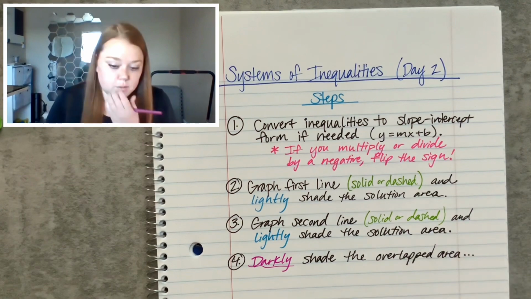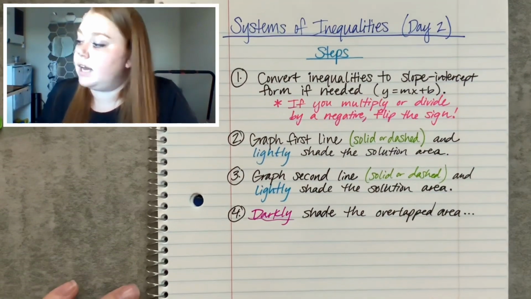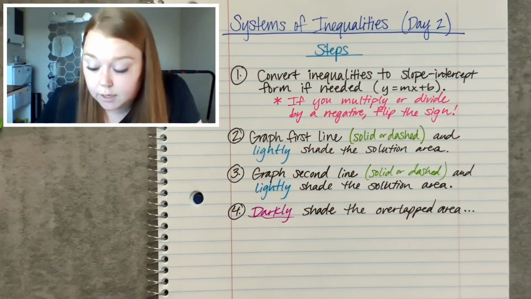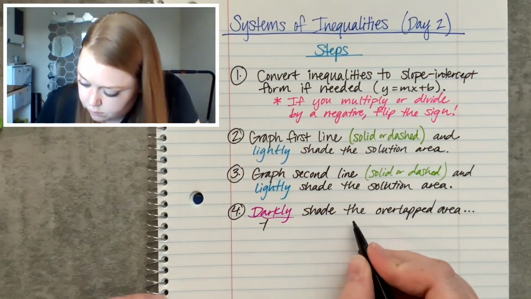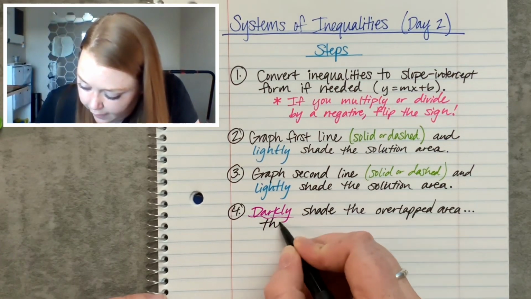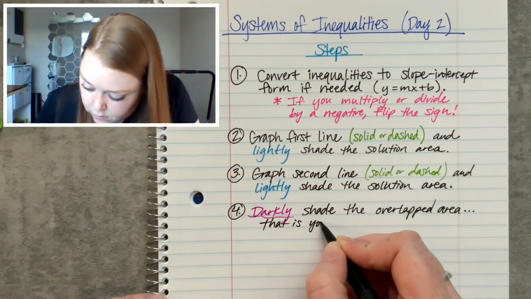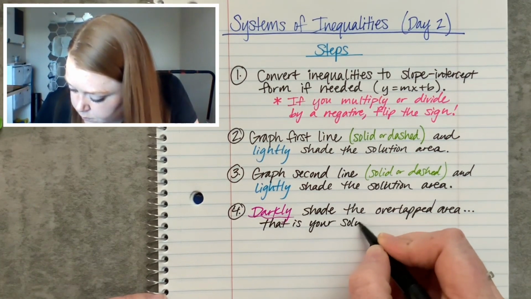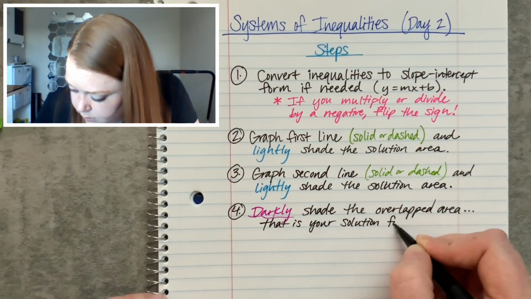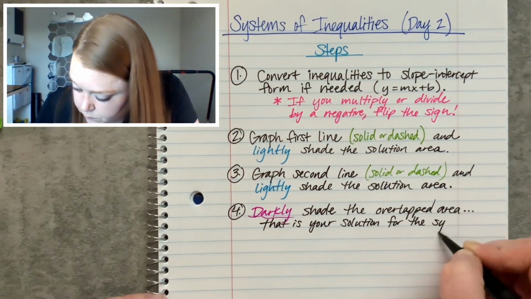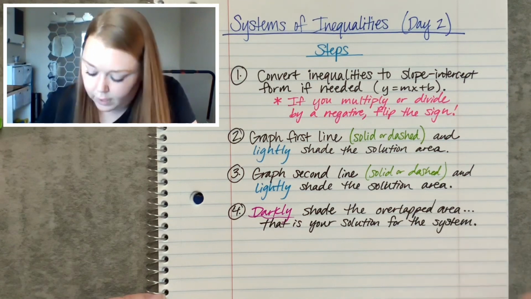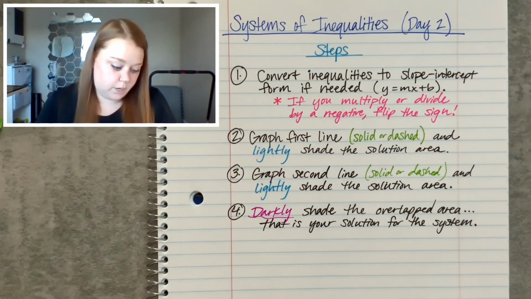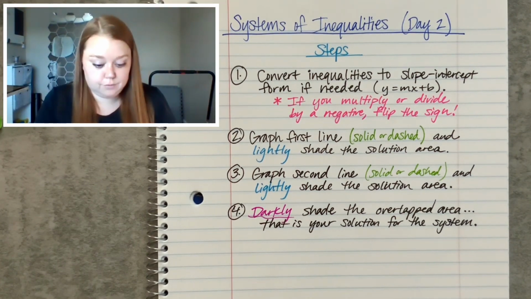Okay. And I want you to mention something about that overlapped area. I want this in your notes. The overlapped area is your solution area. So darkly shade the overlapped area. That is your solution for the system. Okay, so that overlapped area is where it works for both inequalities. That's where your possible solutions live.